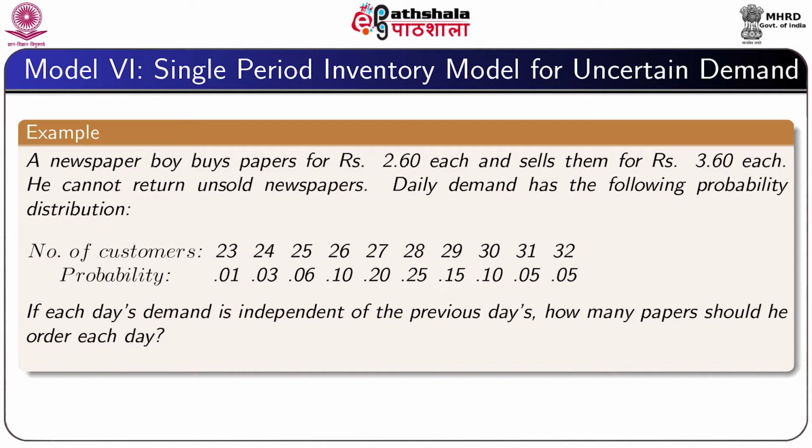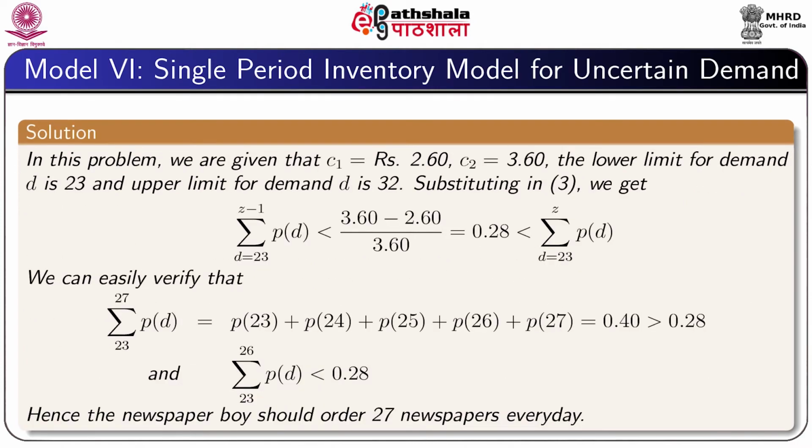If each day's demand is independent of the previous days, then how many papers should be ordered each day? It is to be noted that the sum of the probabilities here is equal to 1. That means if the number of customers is less than 23 or more than 32, the corresponding probabilities can be assumed as 0.